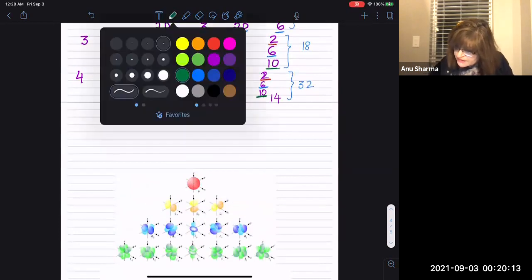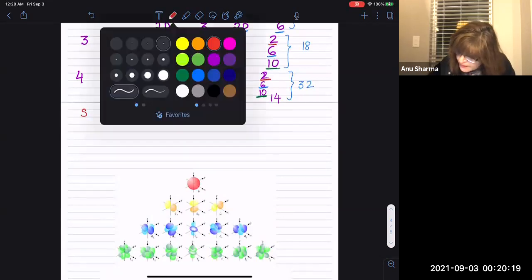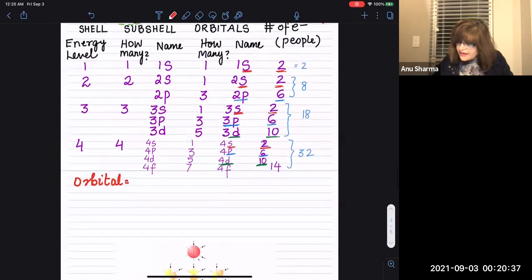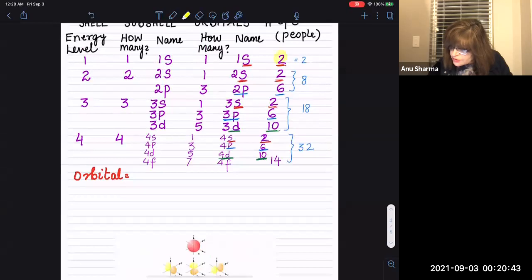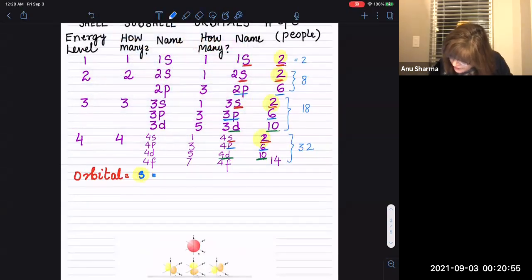Let's just write down these patterns, the S, P, D, and F. S, no matter where it is, will hold 2 electrons. Let's put this here. Orbitals. So these are the patterns. The S will always contain 2 electrons, so we put it on the side: 2, 2, 2, and 2. Okay, so S orbital will have 2.